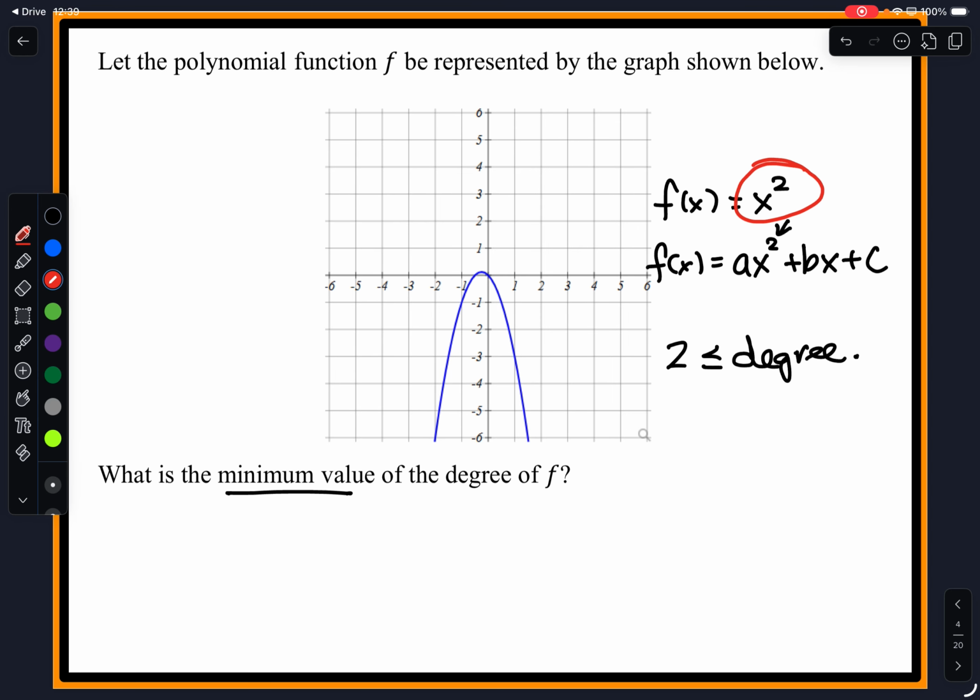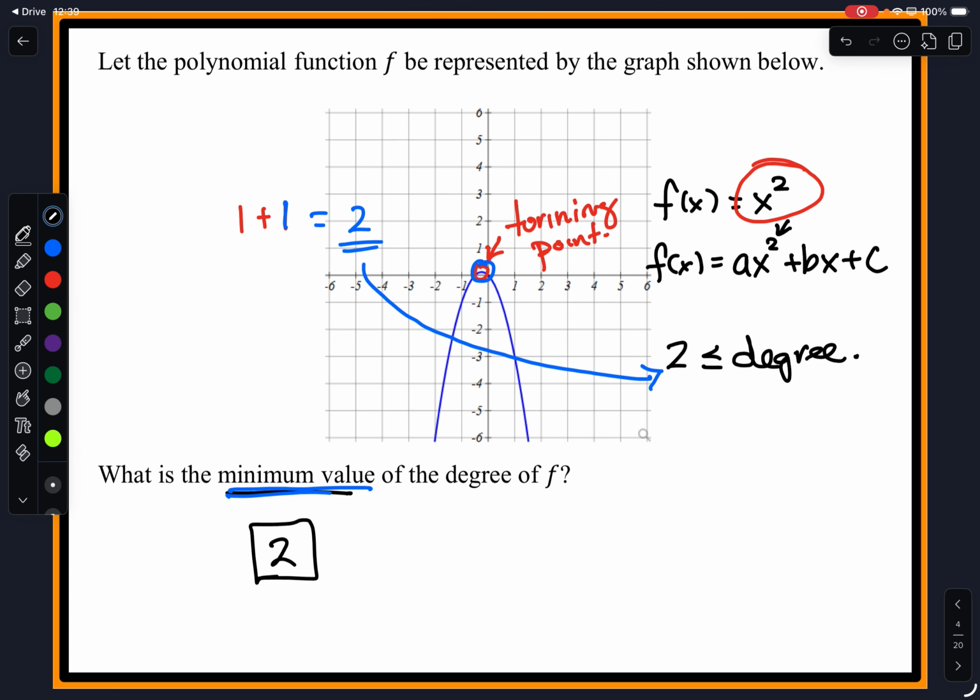If I simply count the number of times it changes directions, which I see right here is this one turning point. So we have one turning point right here on the graph. Then by adding 1 to that turning point, I get a value of 2. So I can get this number of 2 and determine the minimum degree by simply counting the number of turning points and adding 1 to it. So this one would have to have at least a minimum degree of 2.